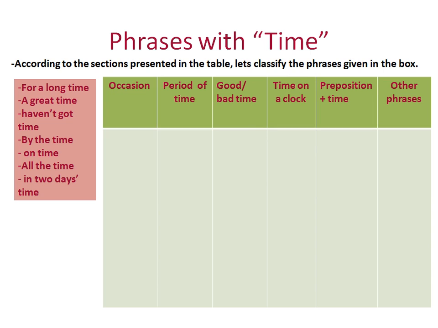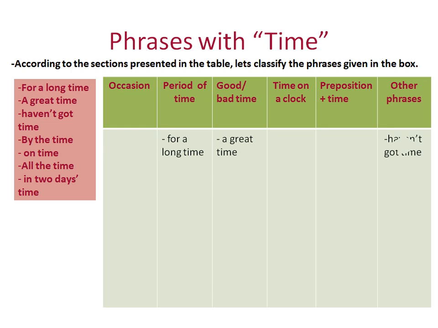Let's move to the following part in which we're given the phrases on your left hand side and a table. We're supposed to check the meaning of each phrase and classify it according to the meaning given. The first phrase reads for a long time يعني لفترة طويلة من الزمن. It goes with the second group لأنه بيتعلق في period of time. The second phrase اللي هو a great time يعني وقت رائع. It goes with the third group في التابل اللي هو إما good أو bad time بس أكيد هون good time.